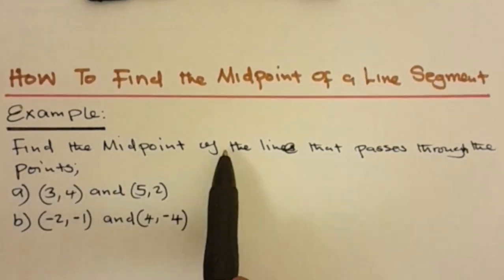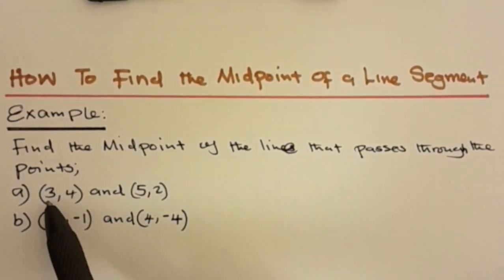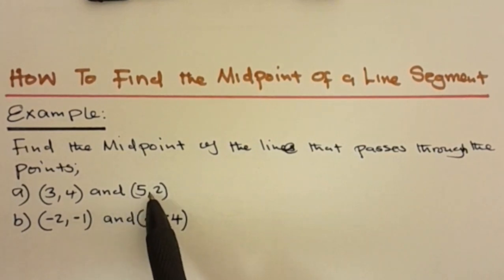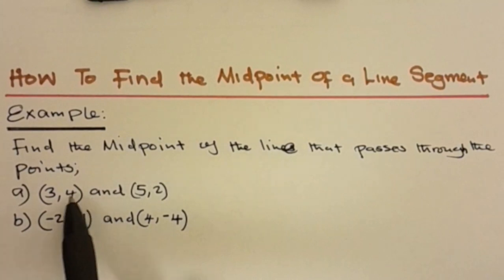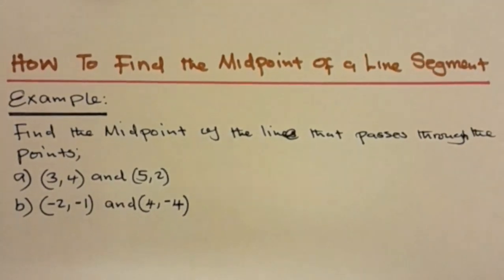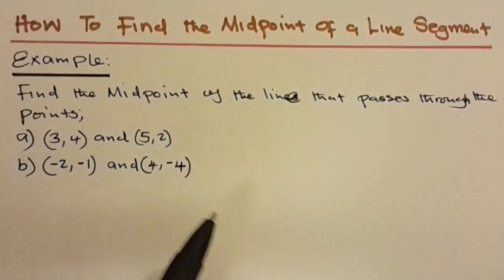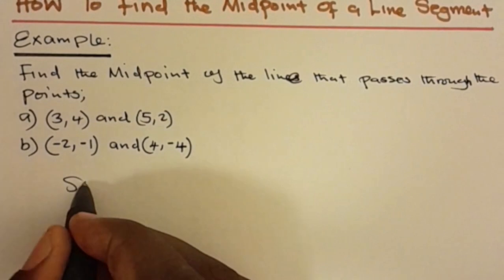Find the midpoint of the line that passes through the points A, 3,4 and 5,2. So they want us to find the midpoint of this line that passes through these 2 points. So we are going to say solutions.